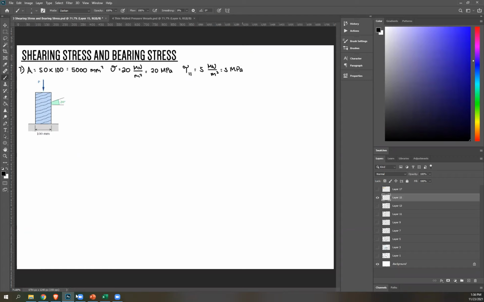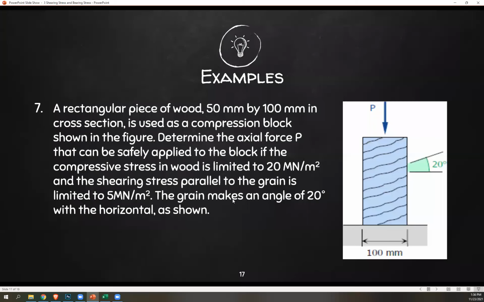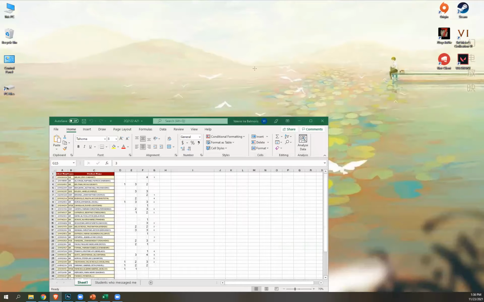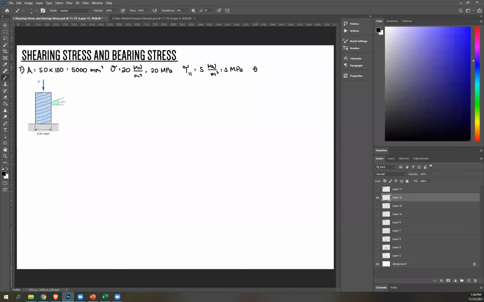And then the last part is grain makes an angle of 20 with the horizontal as shown. So these are your grains, which can be considered as your inclined area. And theta is the angle from the horizontal. So theta is 20.